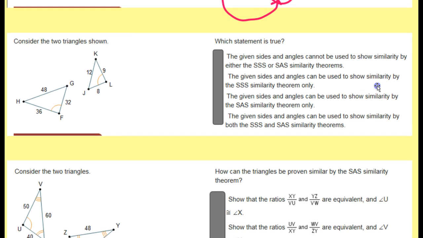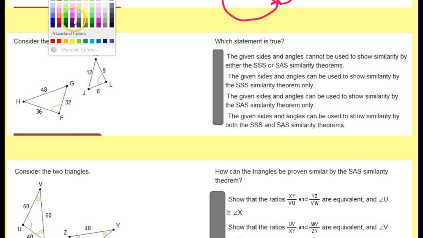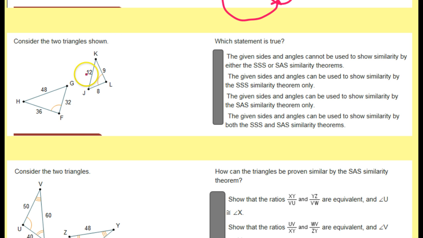Alright, let's keep going. Consider these two triangles. Which statement is true? Before I even look at these, the question is, are they similar? Let's see if we can prove them similar using side-side-side. So let's start with side-side-side similarity and see how far we get.